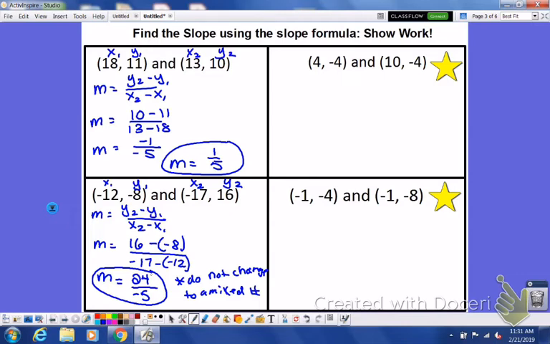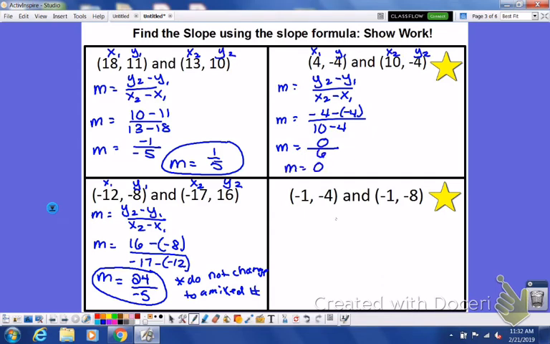Okay, our next example, 4 comma negative 4 and 10 negative 4. We have our x1, y1, x2, y2. Start off with our formula. m equals y2 minus y1 over x2 minus x1. Substitute in. We have negative 4 minus a negative 4 over 10 minus 4. If we simplify, negative 4 minus negative 4, same as negative 4 plus 4, gives us 0 over 6. And 0 divided by 6 is 0, because 0 divided by anything is 0.